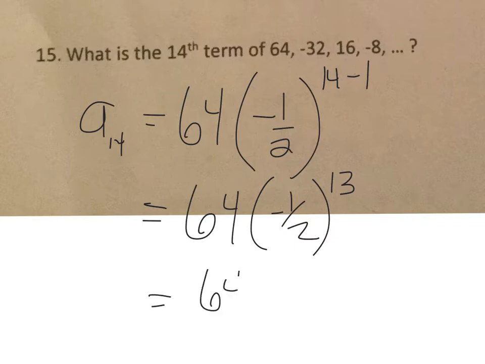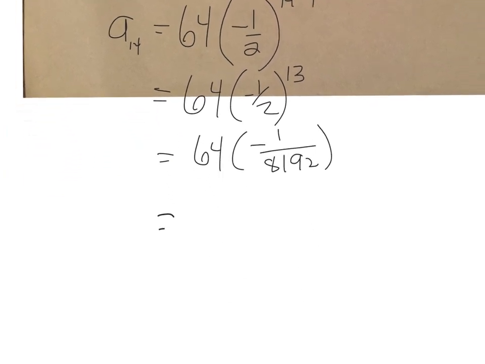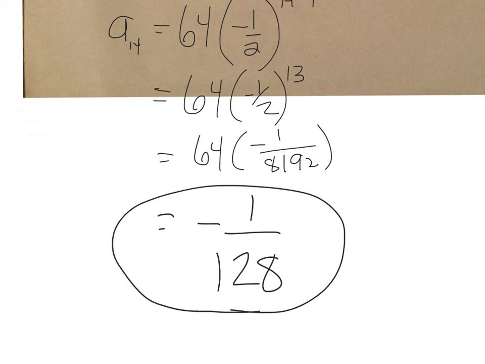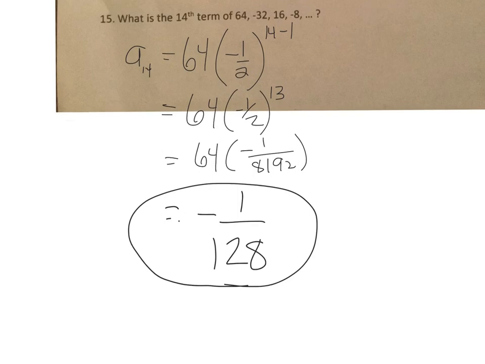which is 64 times negative 1 over 8,192. And if I simplify this a little bit, if I reduce 64 over that, that becomes negative 1 over 128. Okay, when we simplify 64 and 8192. So the 14th term of this sequence is going to be negative 1 over 128. Okay, no decimals allowed.